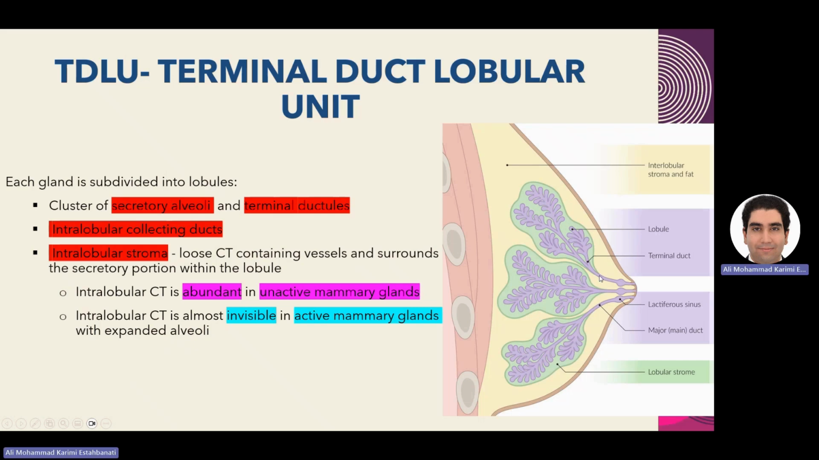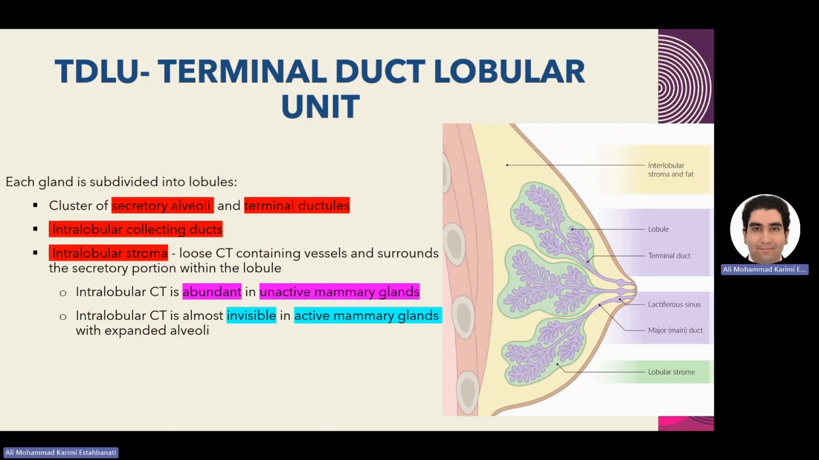There will be interlobular connecting ducts, and also there will be the interlobular stroma, which has loose connective tissue and so forth. But the important thing to remember is that the interlobular connective tissue is going to be quite abundant, as I mentioned before, in an inactive mammary gland. And when we have an active mammary gland, it will also be present, but it will not be quite visible. That's what I'm getting at.